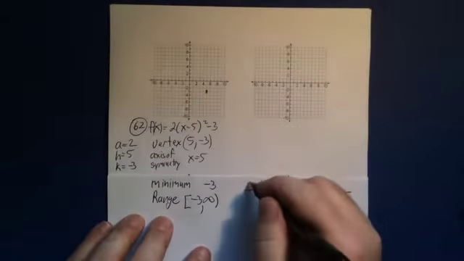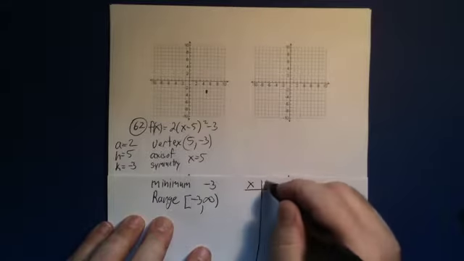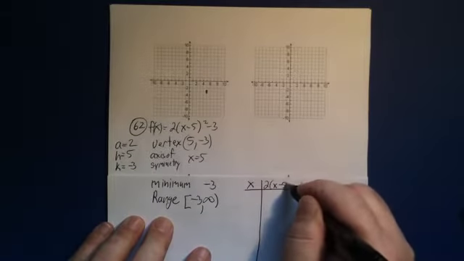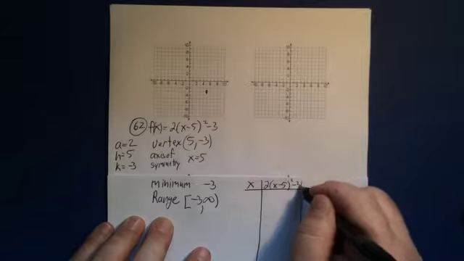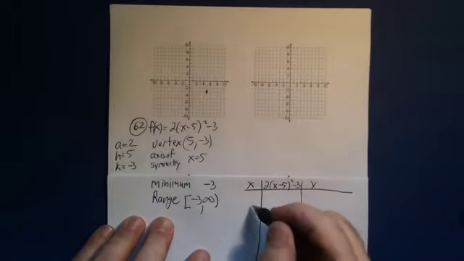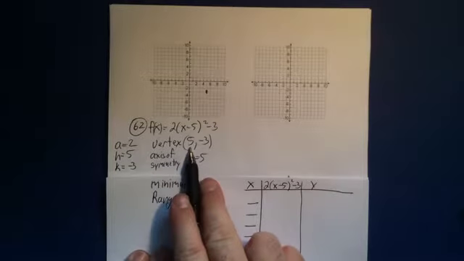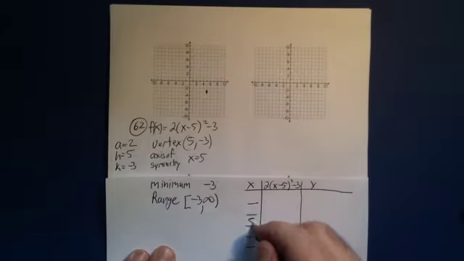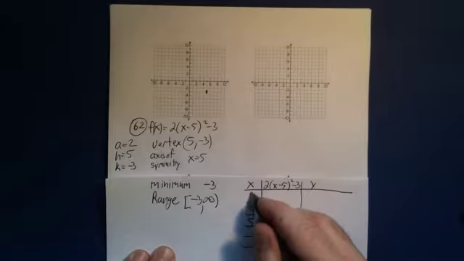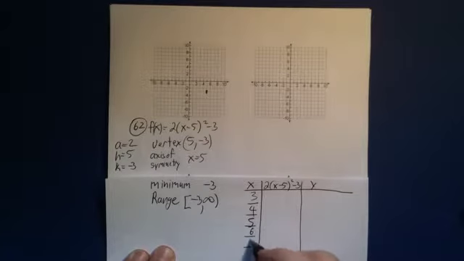So notice we have quite a bit to calculate now. We've got 2 times (x minus 5) squared minus 3. This will give us our y values. I'm looking for 5 of them. Since the x value for the vertex is 5, I'm going to put 5 here, 4, 3, 6, and 7. So I'm going to pick those values.